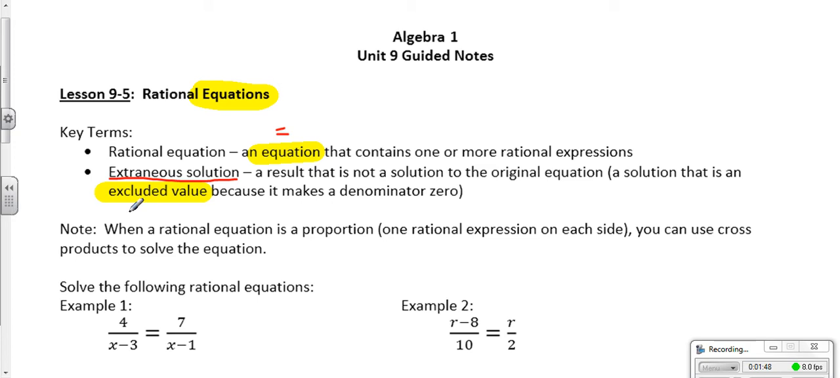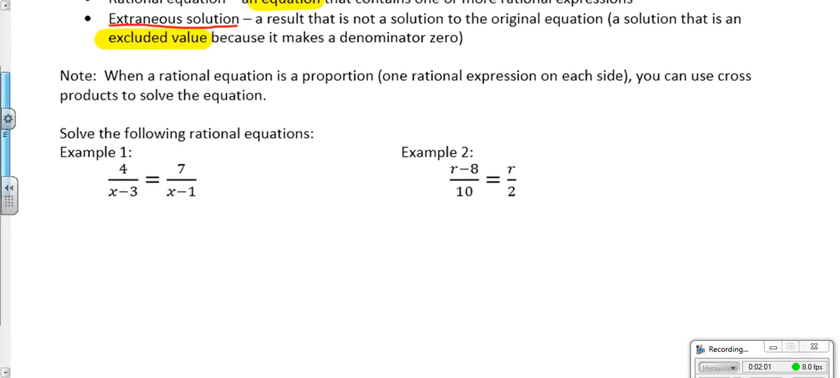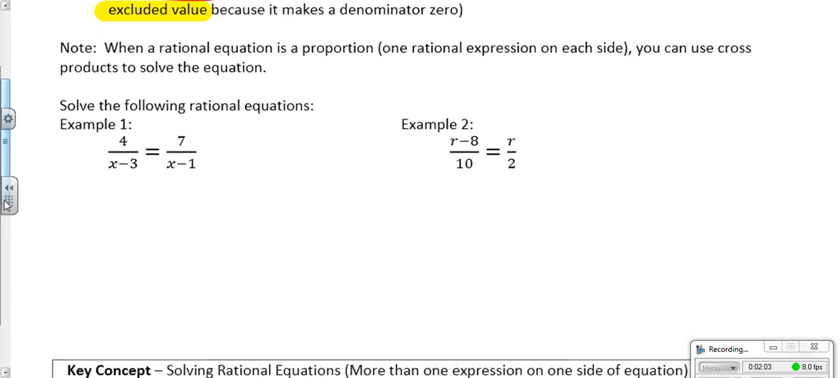Okay, now there's two kinds of questions we're going to look at. One is when you have one rational function equal to another one, which means only one fraction on each side of the equation. And when you have that, it actually is something that we've had before, and that is that we have been given a proportion. And to solve a proportion, we just cross multiply. So a rational equation with just one fraction on each side is pretty straightforward and pretty familiar.